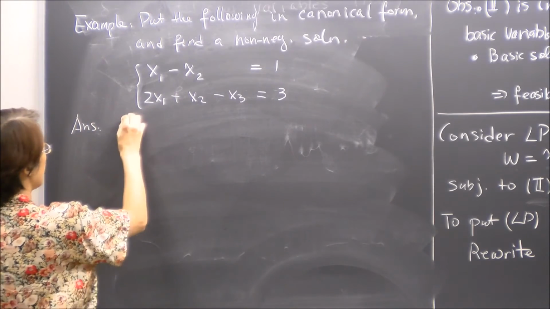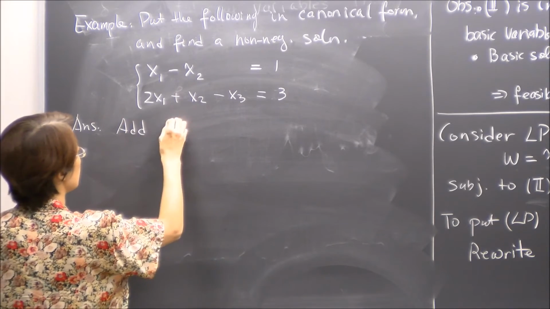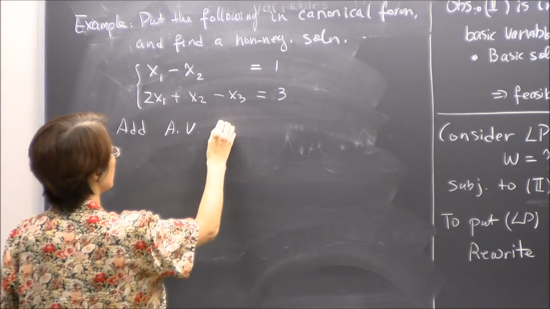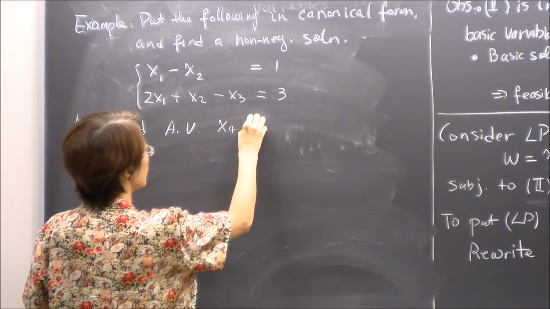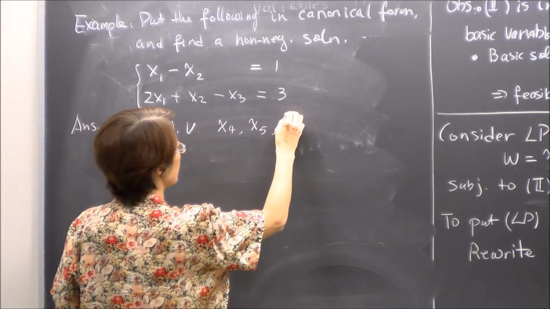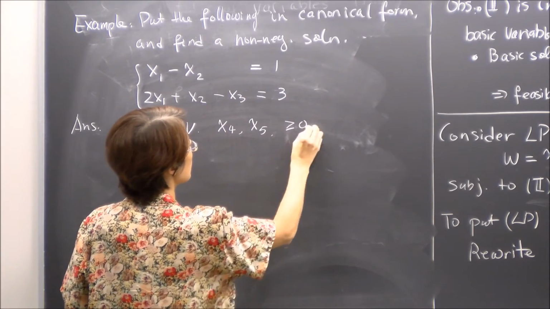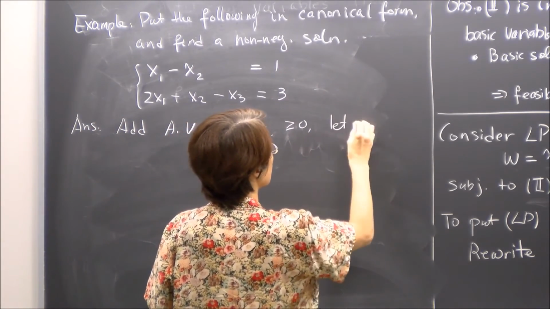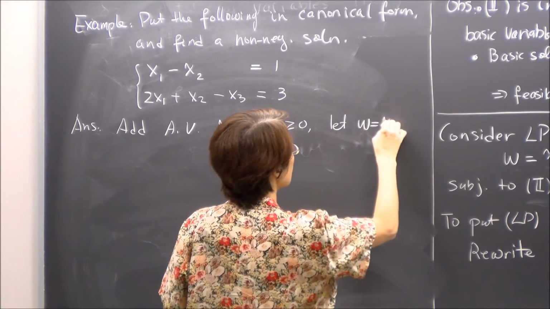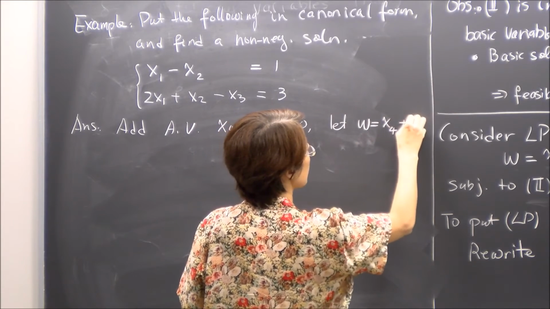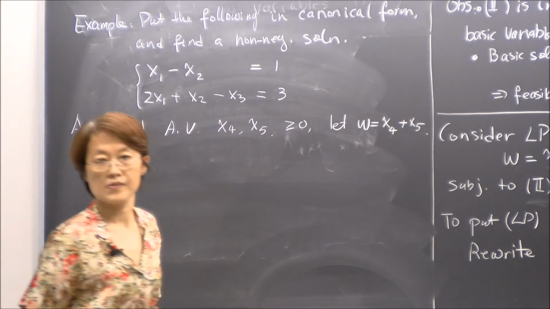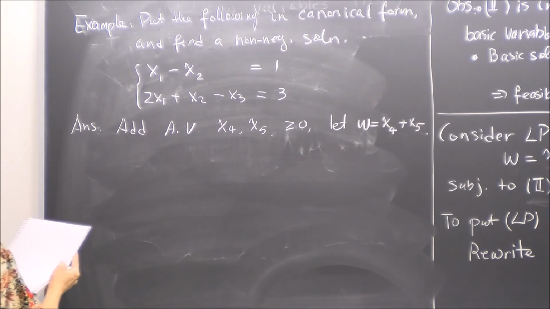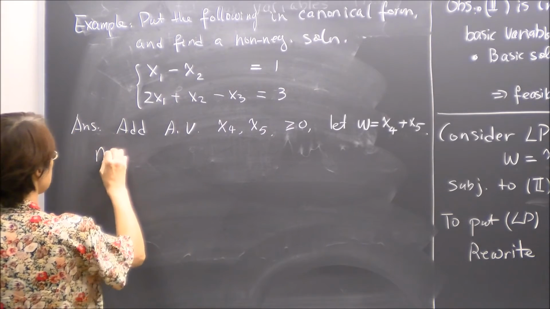So we have to add artificial variables, 1 for each equation. So x4, x5, and they are both bigger than or equal to 0, right? And we would let W be the sum of them. Is that right? That's the one we want to minimize, right? So then we have the following problem.